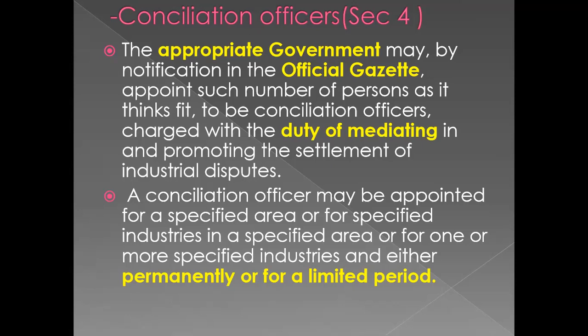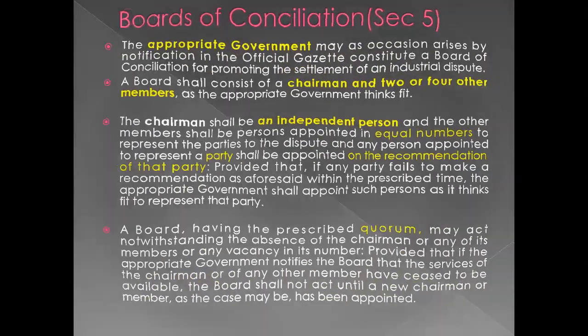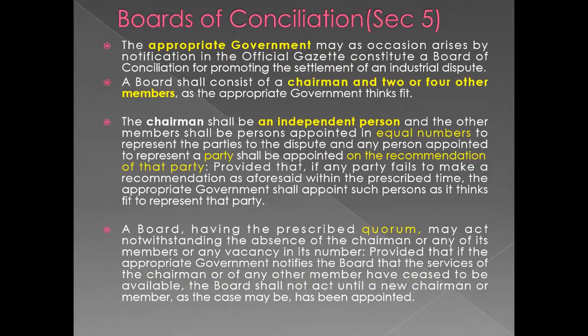This conciliation officer will be appointed by the government by notification in the official gazette, and he'll be charged with the duty of mediating. He can be appointed for a specified area or specified industries, either permanently or for a limited period of time. Now let us see the Board of Conciliation, Section 5.